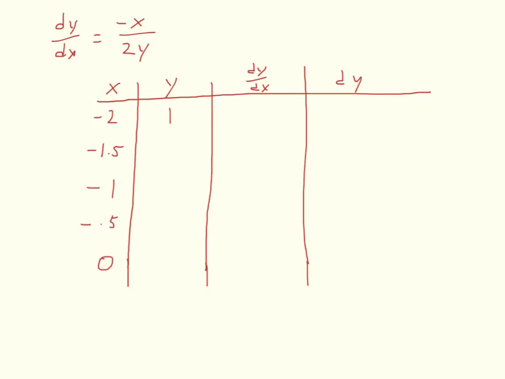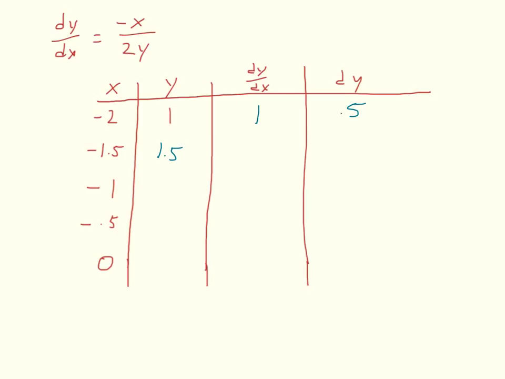So to start out with, dy/dx, I know, is the opposite of x over 2y. So when I plug in negative 2 and 1 for x and y, I will get that the slope here is a positive 1. And so we're going by 1/2. And so dy is going to be about 0.5. 1 times 1/2 is about 0.5. And so that means my y coordinate here, I would take 1 plus the 0.5, I get 1.5.